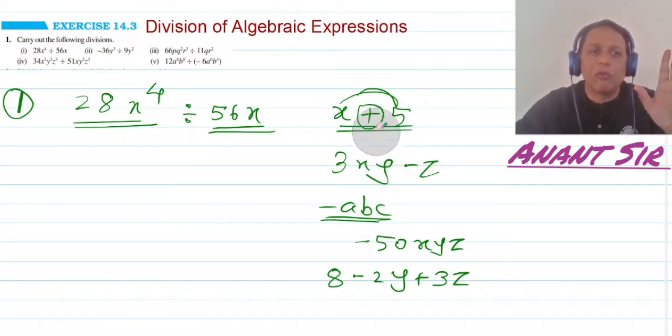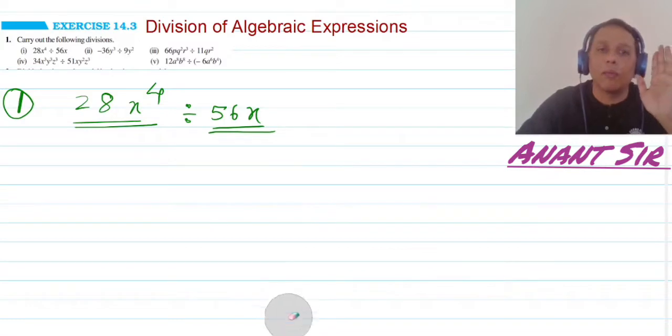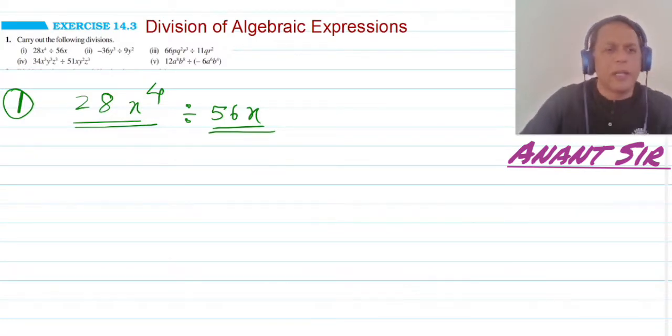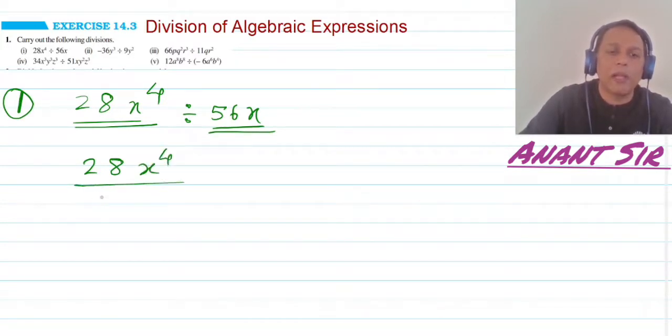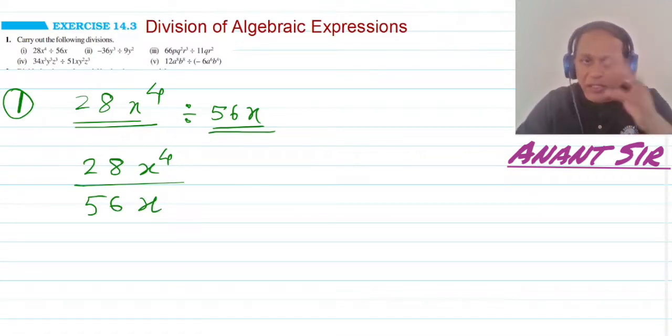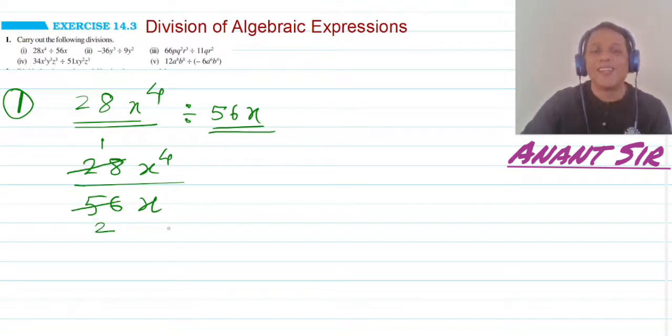So here we are going to divide a monomial by a monomial. Let's see how to solve this. It's a very easy question. We have 28x raised to 4 divided by 56x. There are different methods. If you remember the table of 28, you can directly do this: 28 ones are 28, 28 twos are 56. So the numbers are solved. It's 1 by 2.